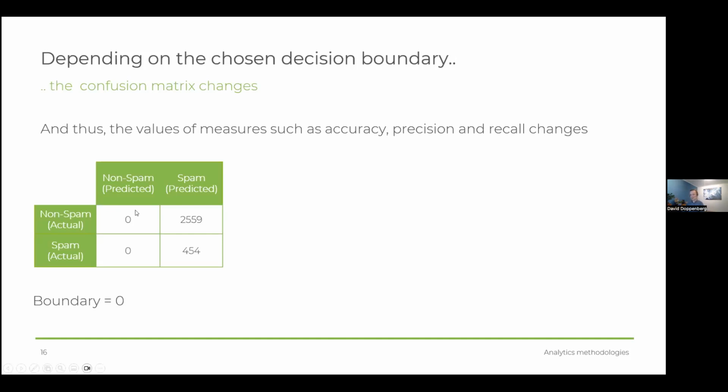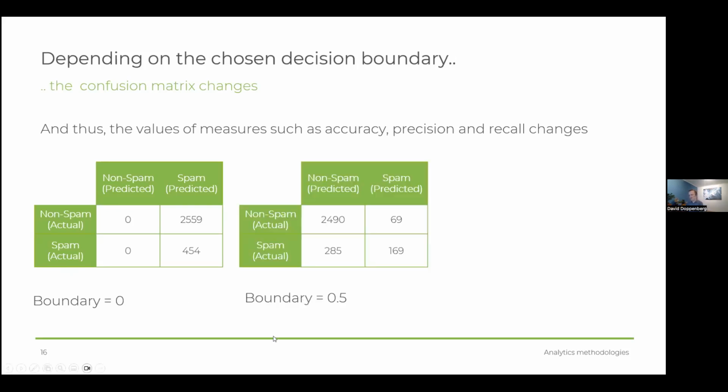This is what you see here now in your confusion matrix. The decision boundary of 0 shows you that you will never classify something as non-spam and you will classify everything as spam. Now, what we will do, we will slide our boundary more towards 1. So, for example, we could set it at 0.5. Now you see, of course, everything on the left of 0.5 will be non-spam. In this case, apparently we had prediction probabilities between 0 and 0.5. So these are classified as non-spam, and everything above 0.5 is now classified as spam.